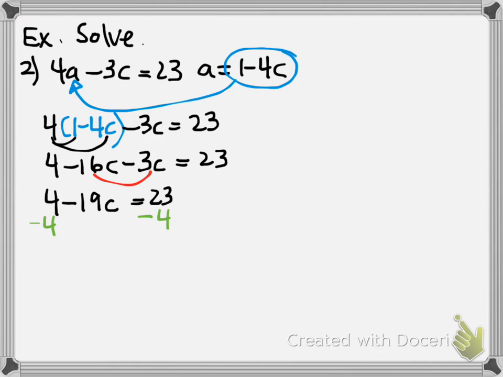So I'm just practicing what we learned before. We were practicing earlier in the last quarter about equations. So I get negative 19c equals 19. Last step is to divide both sides by negative 19.